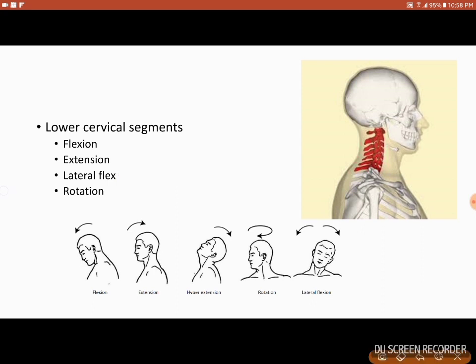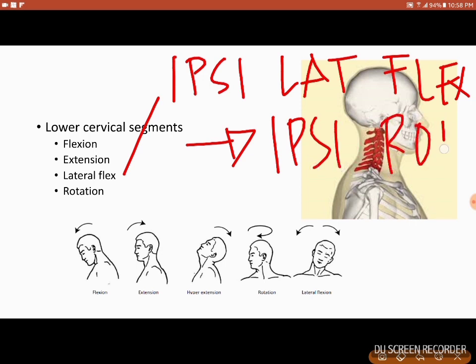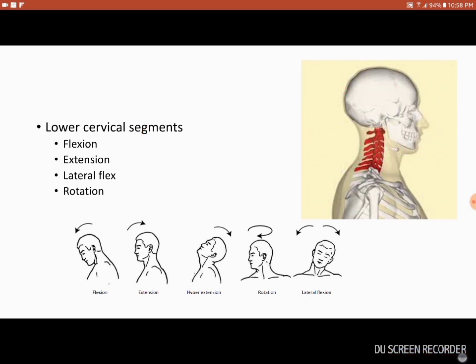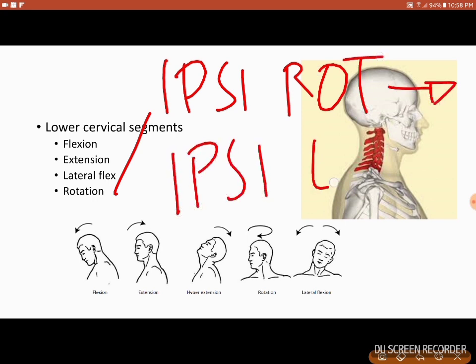So during an ipsilateral lateral flexion, it is followed by an ipsilateral rotation. And during an ipsilateral rotation, it is followed by ipsilateral lateral flexion.